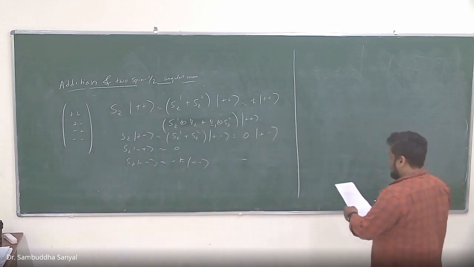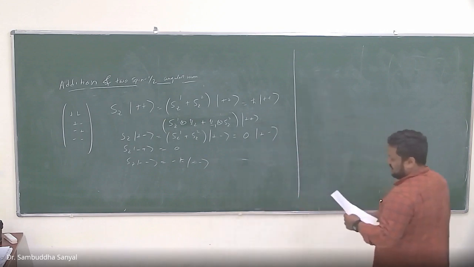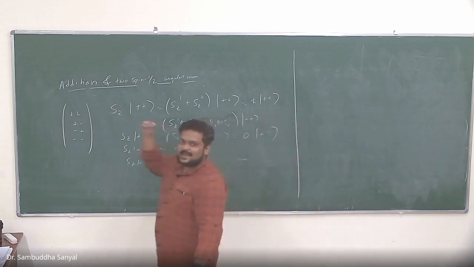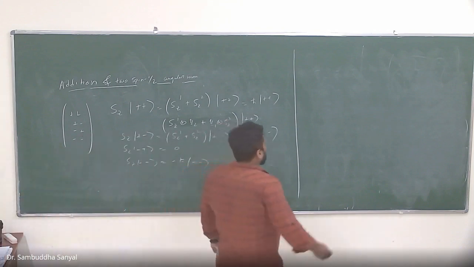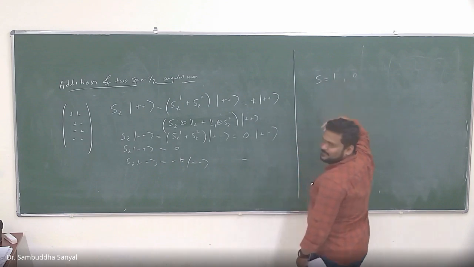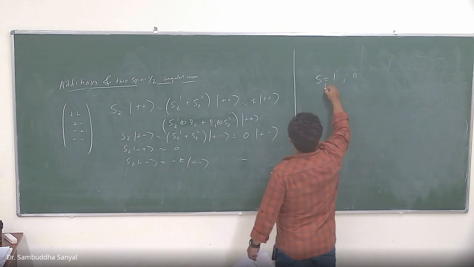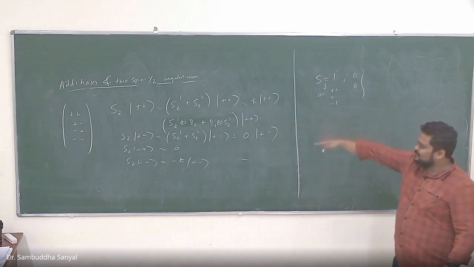Okay, so now I want to know about the total S. We know what we are going to get, because when you are adding these two spin halves, there are two possibilities, S equals 1 and S equals 0, that we know already, right? So the total S is either 1 or 0, when you add two halves or when you subtract two halves. And the M corresponding to this is 0. So this is what we are getting, the same thing by this algebra.